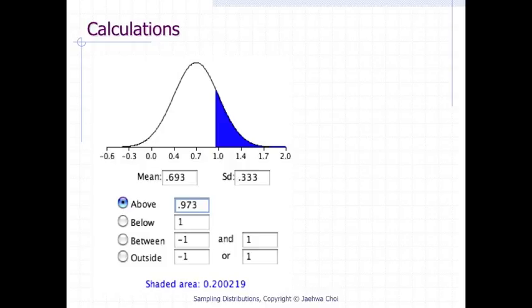Using the values just calculated, the problem is pretty easy. We have a normal distribution with a mean of 0.693 and a standard deviation of 0.333. We just have to figure out the probability of obtaining a value of 0.973 or higher. The answer can be found directly from the normal calculator. As you can see, it is 0.2.